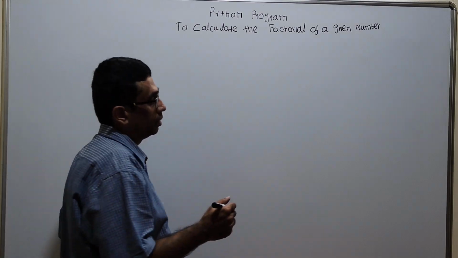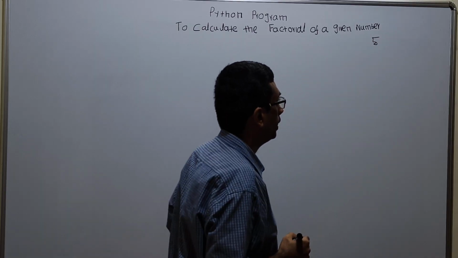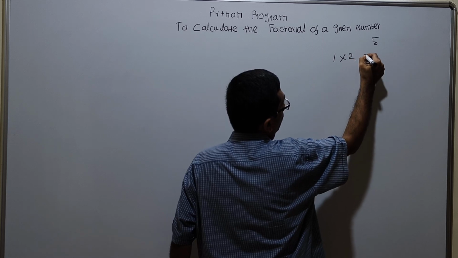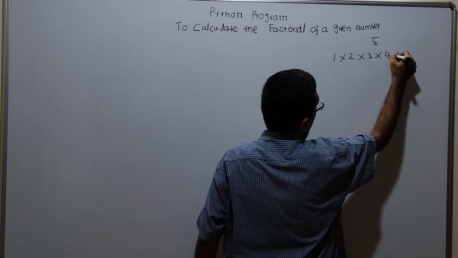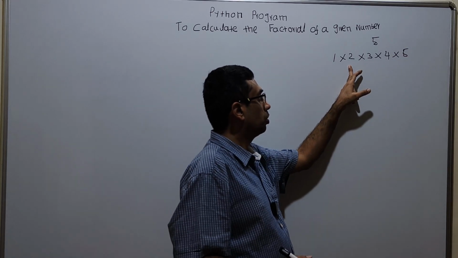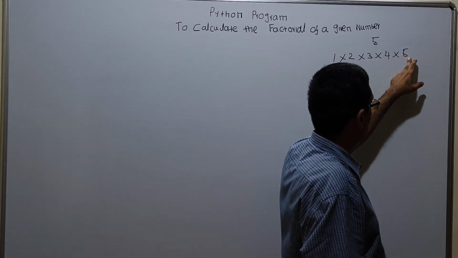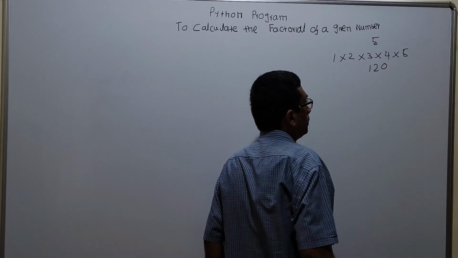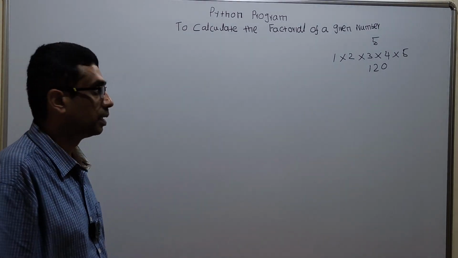For example, 5 factorial is calculated as 1 multiplied with 2 multiplied with 3 multiplied with 4 multiplied with 5. 1 into 2 is 2, 2 into 3 is 6, 6 into 4 is 24, 24 into 5 is 120. This is the factorial of 5. In this way, the factorial is calculated for any number. For this, we are going to write a Python program.